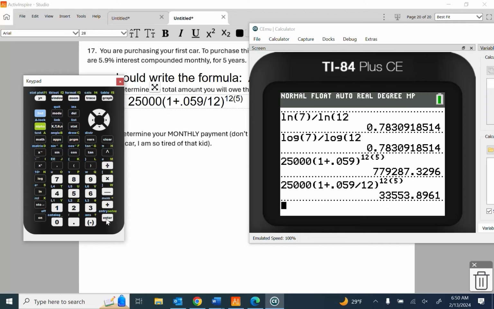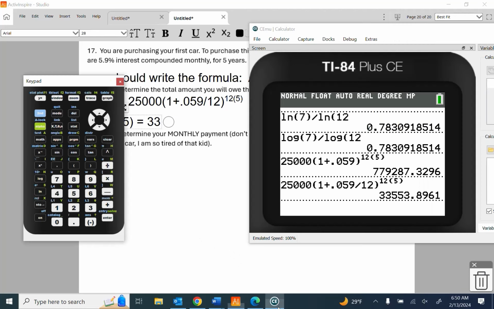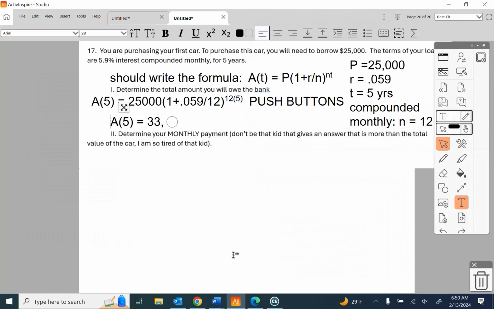All right, $33,553.90. The amount owed in 5 years is $33,553.90. Determine your monthly payment.